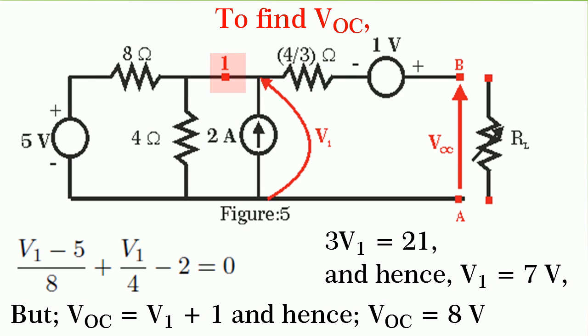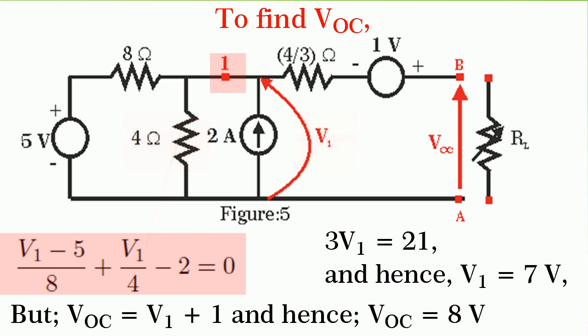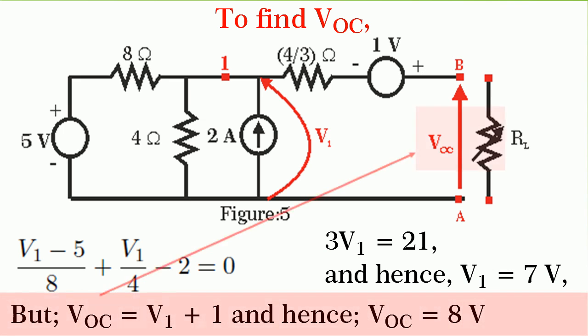By writing the Kirchhoff's current equation for node 1, we get V1 minus 5 by 8 plus V1 by 4 minus 2 is equal to 0. Current in 4 by 3 ohm resistance is 0 as the terminals A and B are open. By solving for V1, we get V1 is equal to 7 volts. But you see that VOC is equal to V1 plus 1 and hence we get VOC is equal to 8 volts and V Thevenin also is equal to 8 volts.